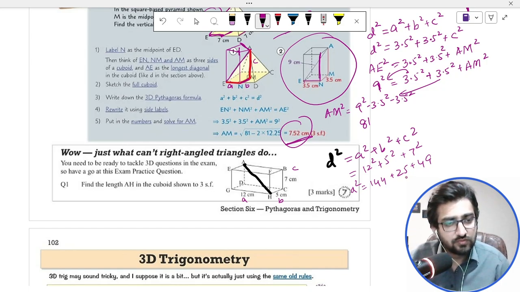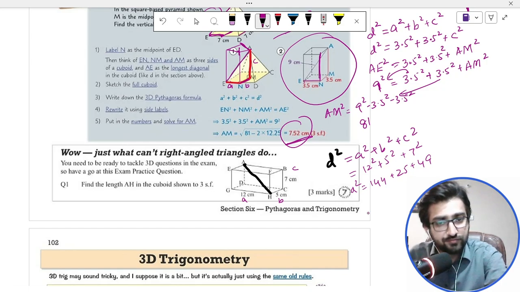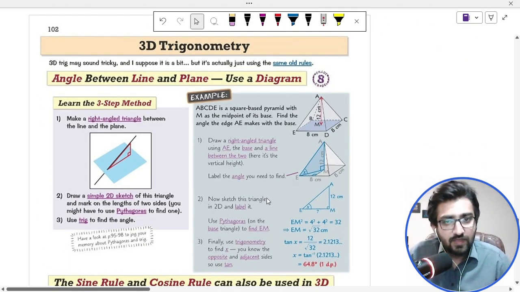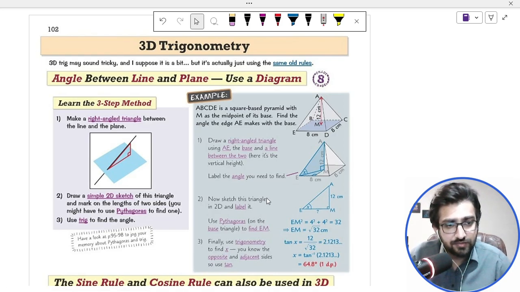So this is how you solve three-dimensional shapes. Very interesting topic. Now let's solve another very interesting application of three-dimensional trigonometry, or three-dimensional Pythagoras theorem.